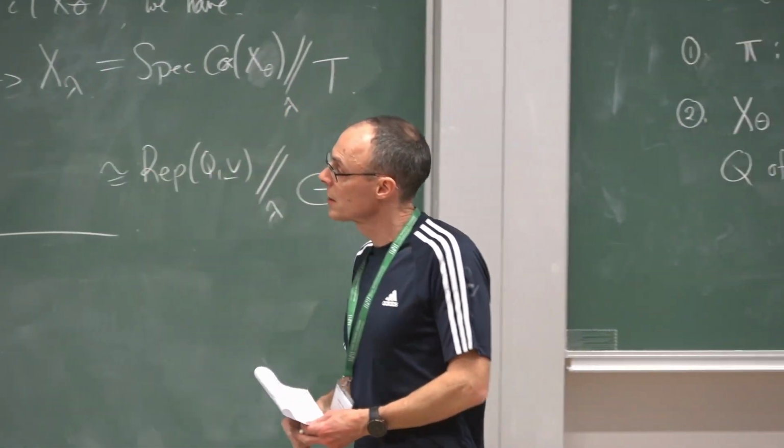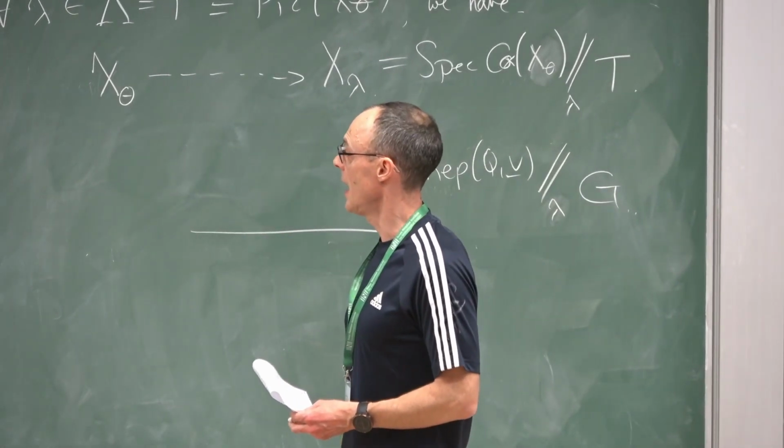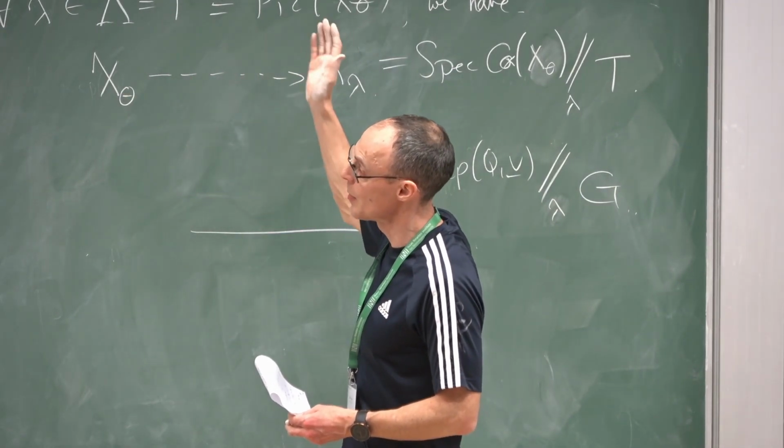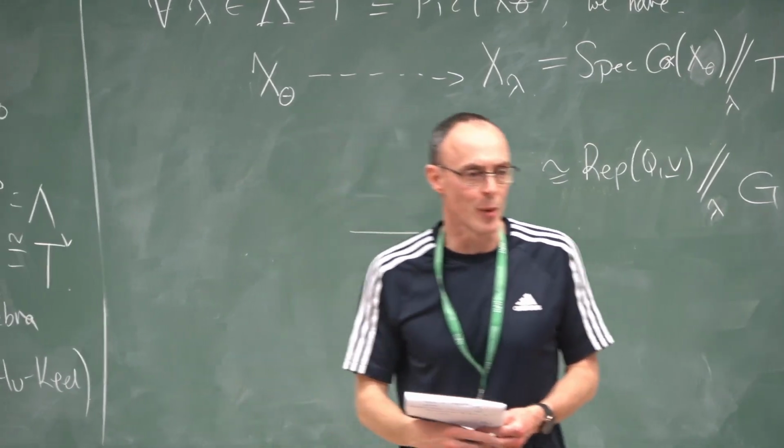So these quiver flag varieties are Mori Dream Spaces, and in the special case where V is 1, 1, 1, 1, we're just probing toric varieties. Okay, I'll stop there. Thank you.